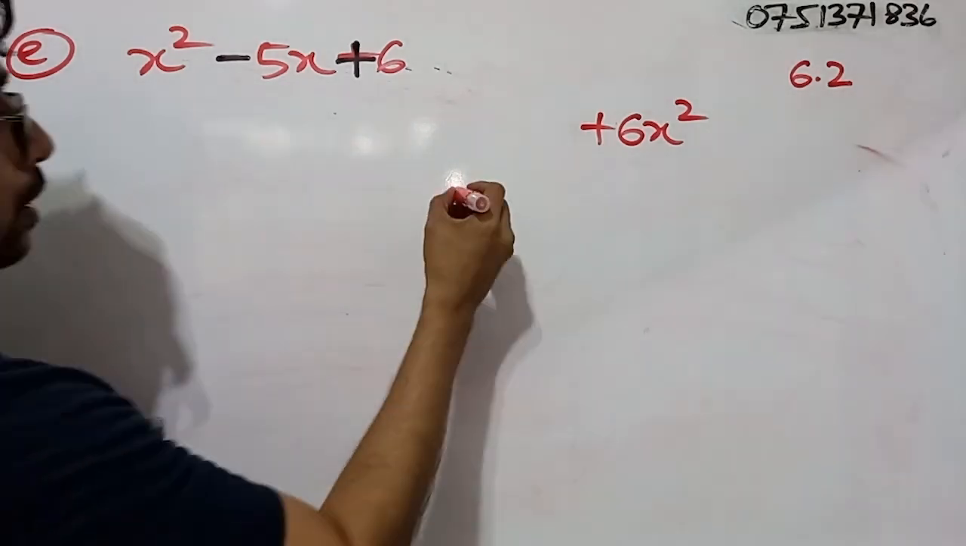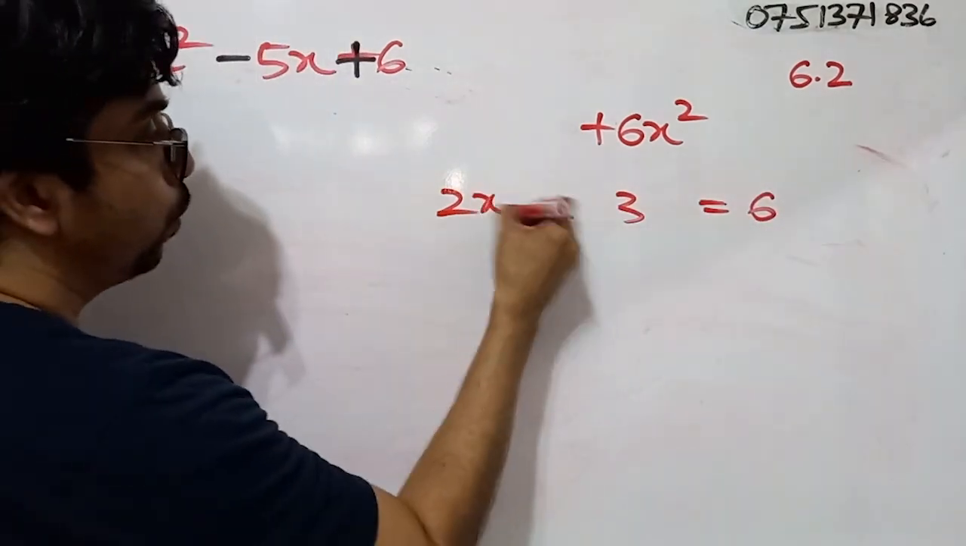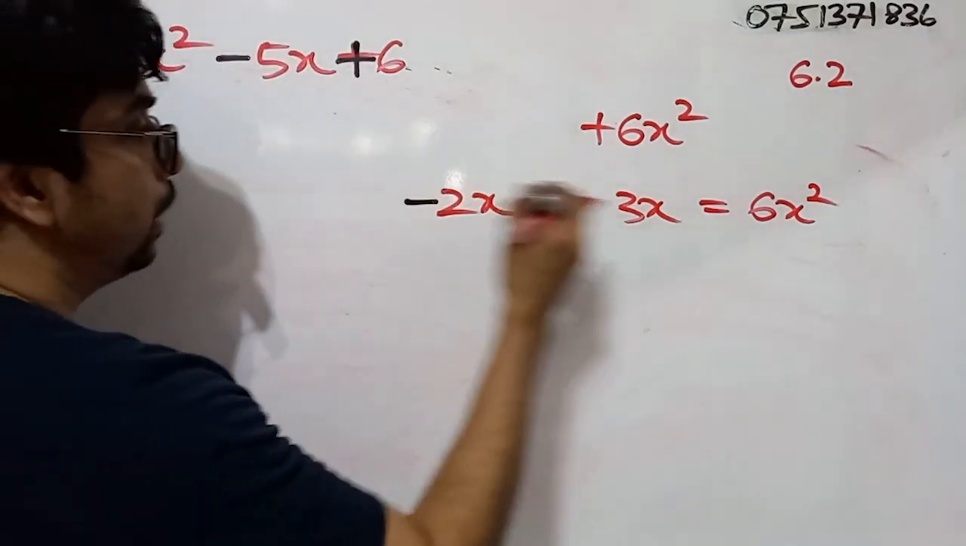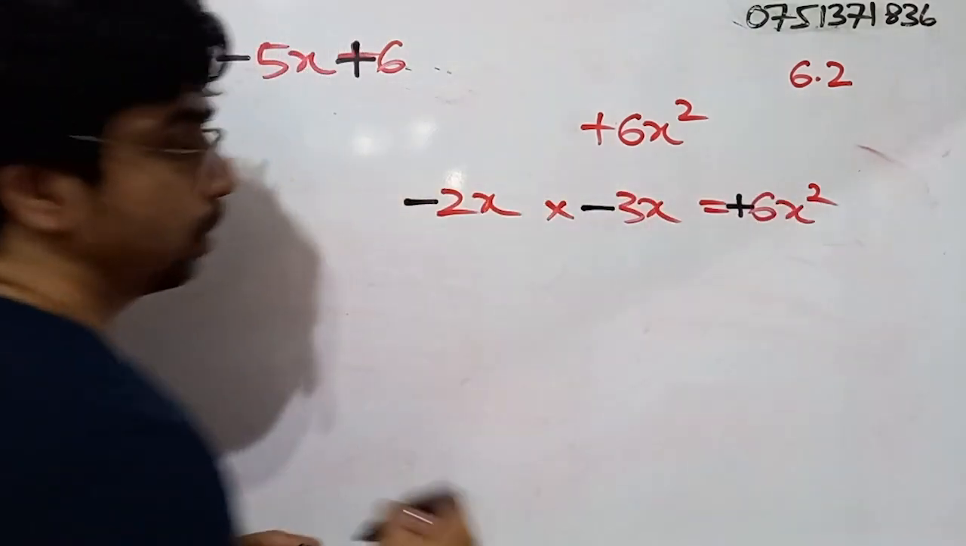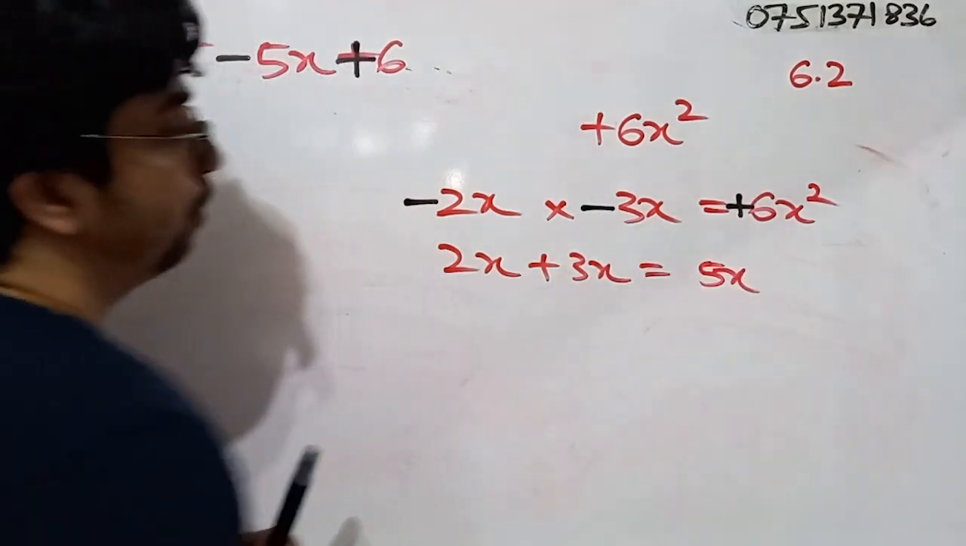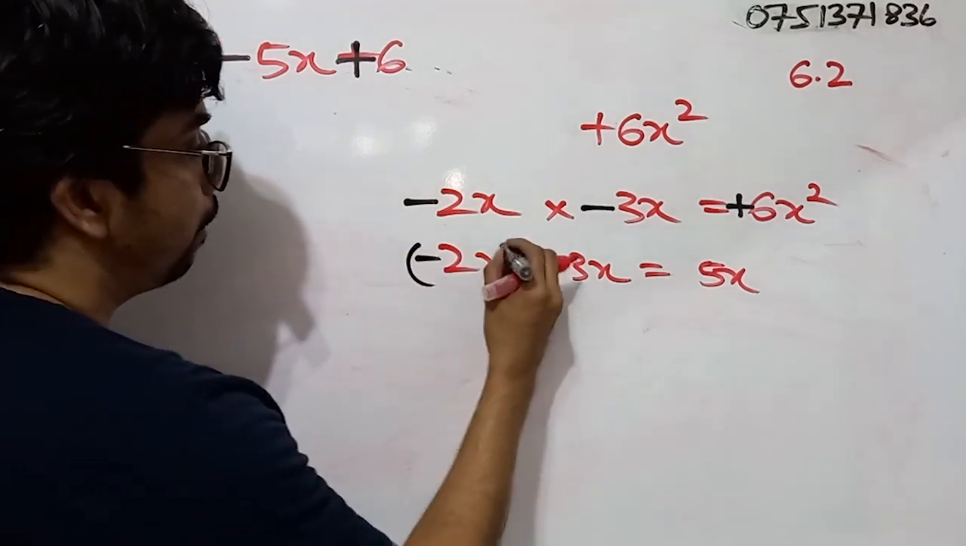So what are the two factors? 2x and 3x. 2 into 3, we know that is 6. 2x into 3x, that is 6x squared. So this is negative, this is negative, this should be positive. Add the two factors, what do we get? 5x. So here, these are what? Negatives.